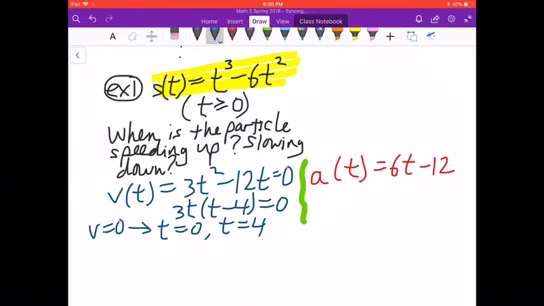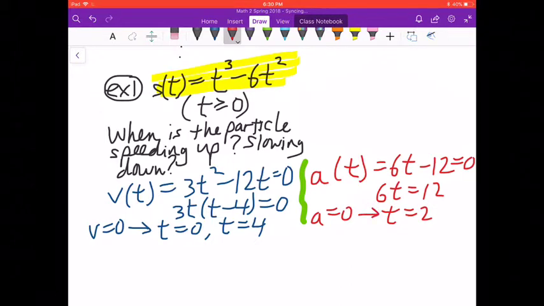And then we'll do the same kind of thing over here for acceleration. We want to set that equal to 0. And that occurs when, well, I don't think we need to do factoring here. We could just say 6t equals 12 and t equals 2. So a equals 0 when t is equal to 2.